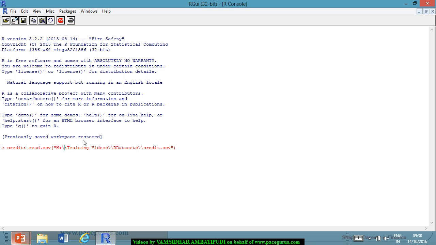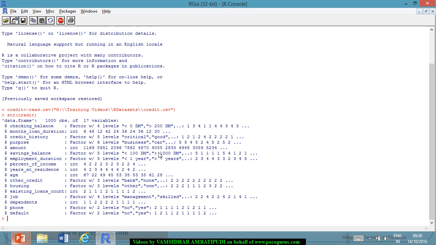My data is present as part of this data sets. I'm calling it credit.csv data. I have read it into a file called credit. Now, if I quickly look at the structure of credit, it gives me that there are 17 variables altogether and 1000 observations. Out of this, checking balance is a factor variable.